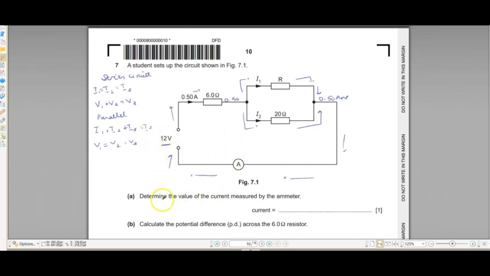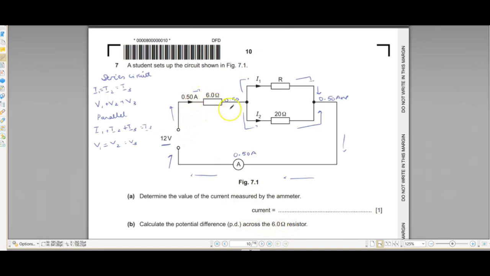So they've asked us the question, determine the value of the current measured by the ammeter. So this ammeter is going to measure the value of the current to be 0.50 amperes because of what I've just told you. Okay, part B is calculate the potential difference, PD, across the 6 ohm resistor.